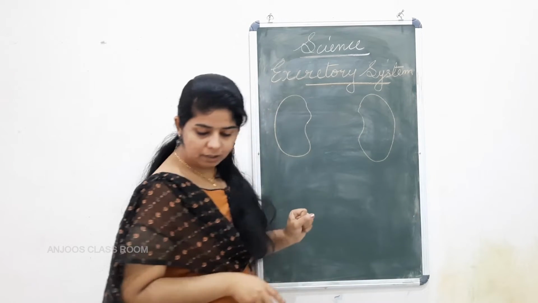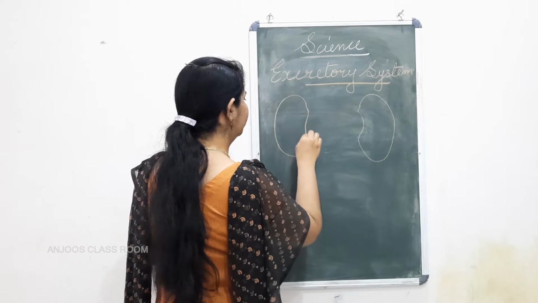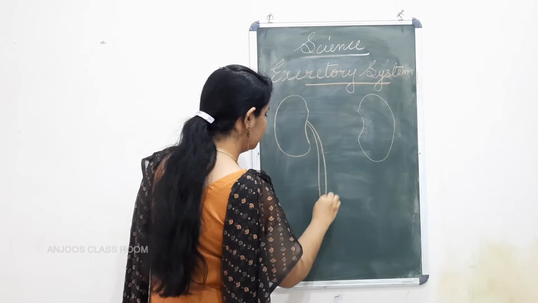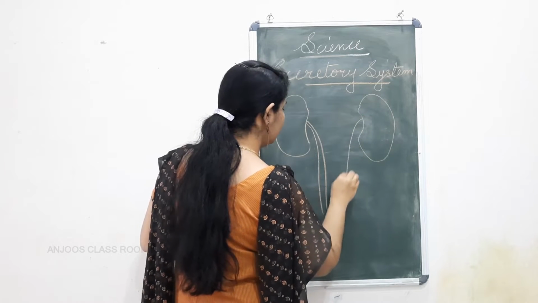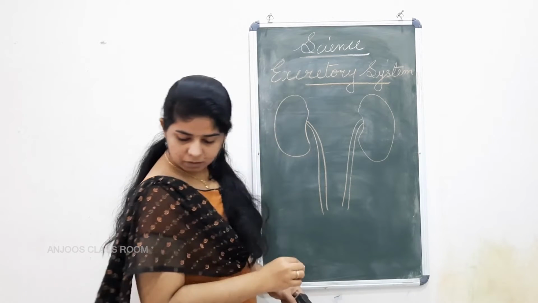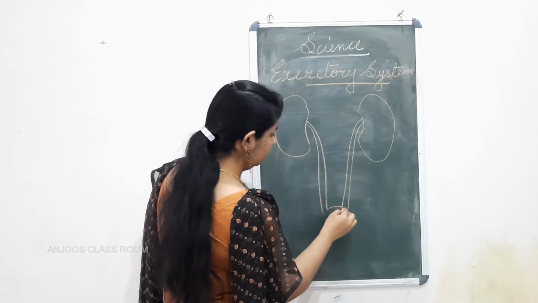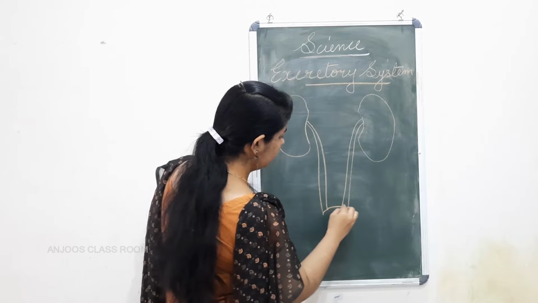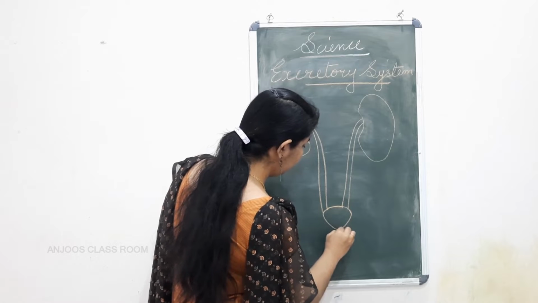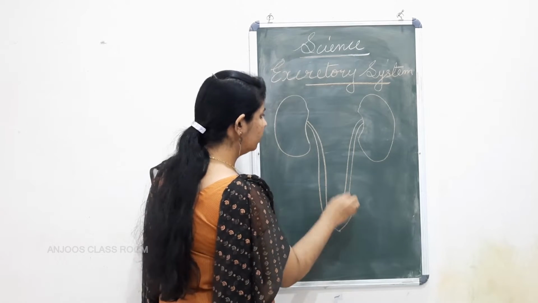So first you will draw the kidneys. Then you can see a tube-like structure from each one. It is connected to a small bag-like thing. See the way I'm drawing here. You can see a bag-like thing at the end. At the end, there is a small pointed part through which it is going out. Clear? Did you understand this much?